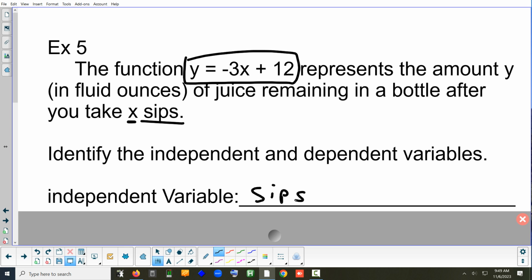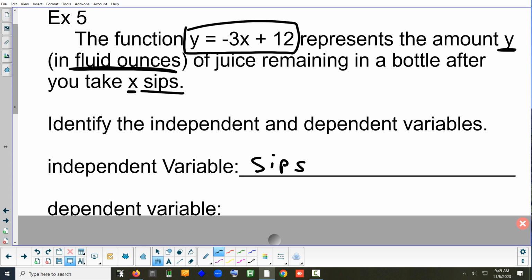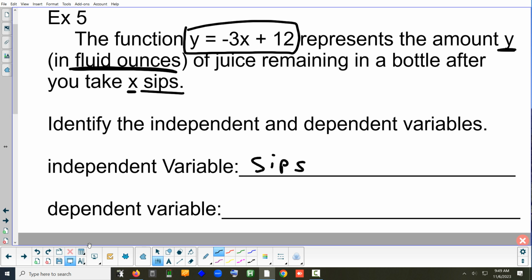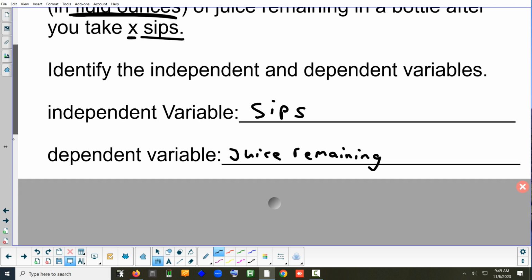Now it says the amount of fluid ounces that are left is the y. What's another name for the y? That's the dependent. Yeah. So y represents the amount of, we'll call it juice remaining. It's the amount of juice left in the container. So as long as you know what x and y are, the other name for them, that part's pretty easy. So x is sips, which is independent. Y is the juice you have left, and y is dependent. Okay, so just making sure we know which one is which.